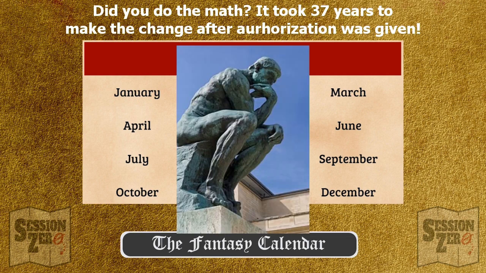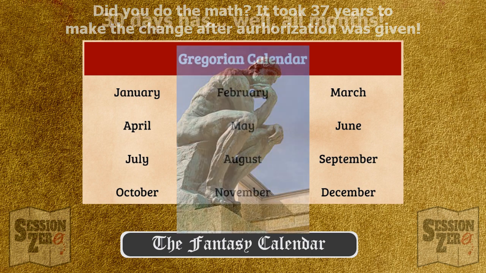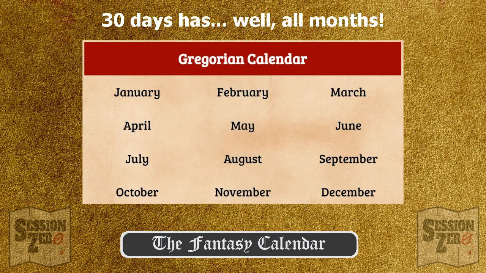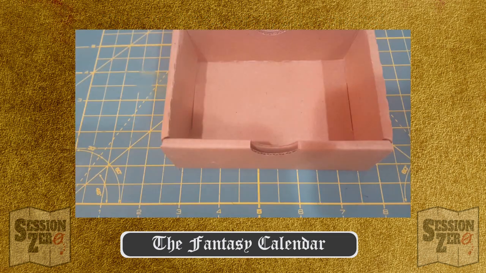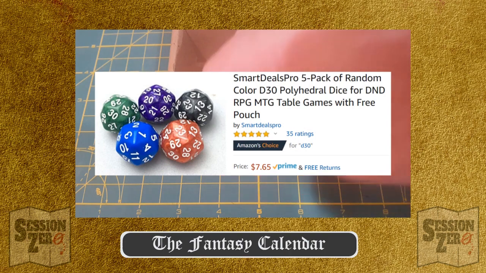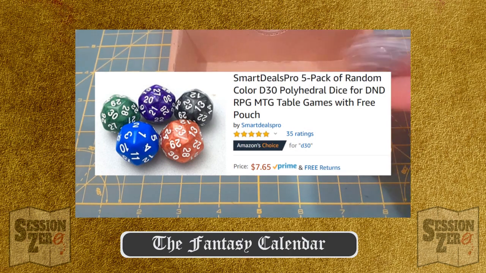But Brian, you may be thinking, it's unrealistic that all of your worlds have exactly 360 days. That's true, but elves and dwarves are unrealistic too, and there's one awesome reason for every month to have exactly 30 days. You can generate dates randomly with a D12 and a D30. I've added a link in the description for where you can find a D30.